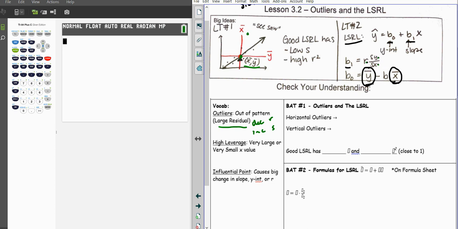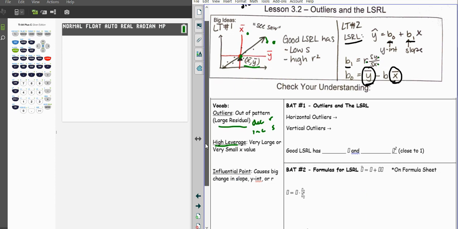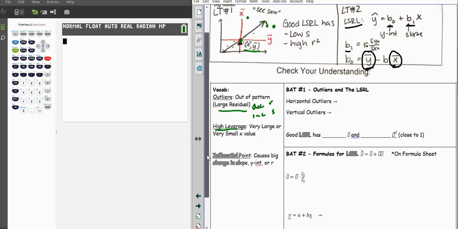For example, points that are very high leverage, so way out here, if I put one way out here, this will probably seesaw this down. So it'll decrease our slope or make it flatter, increase our y-intercept, and depending on how close it is to the pattern, will potentially increase or decrease r. Okay, so we have that. All right, what we know then is how can we use these different things.